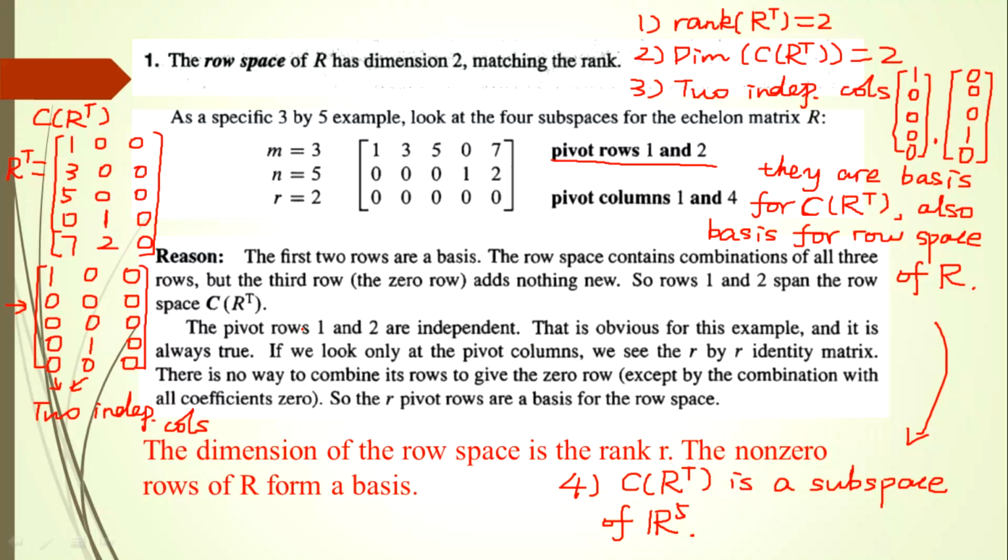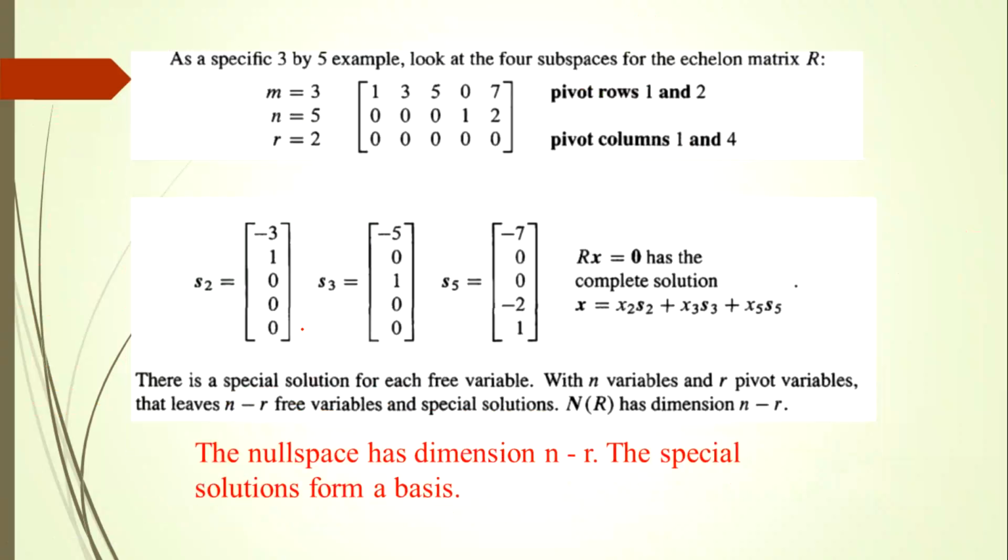Now let's check the null space a little quick. Null space. This is the matrix R, in the RRE form. So what is F? The two pivot columns give the I2, right? So what is the matrix F? That will be 3, 0, 5, 0, 7, 2, right? That is the matrix F.